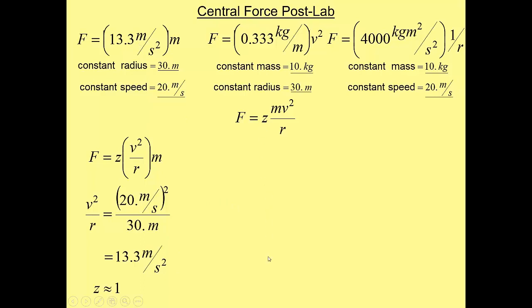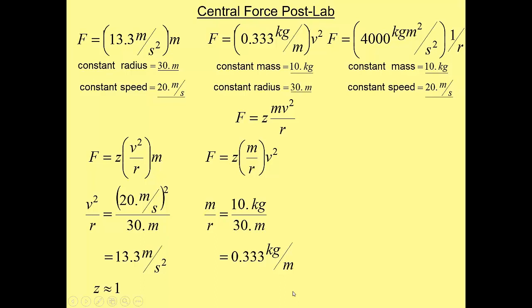But since we've got this other data, let's check it. Let's take this equation and make it look like the second third of the lab. Y variable is force, x variable, speed squared, zero y-intercept. So this slope has to be z times the mass over the radius. This must be the slope of that linearized graph. Well, in this part of the lab, we kept the mass and the radius constant. Notice, units check out. 10 over 30 is 1 over 3, which is 0.333 kilogram per meter. It's exactly the same as the slope.